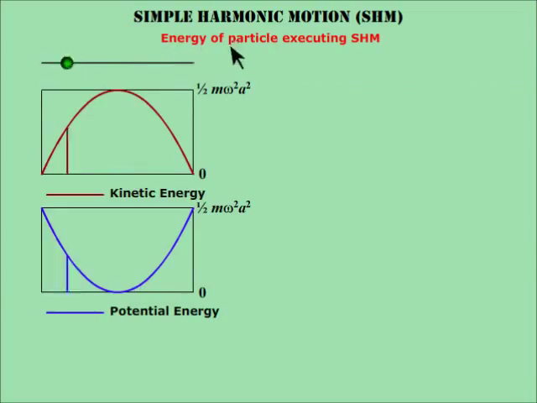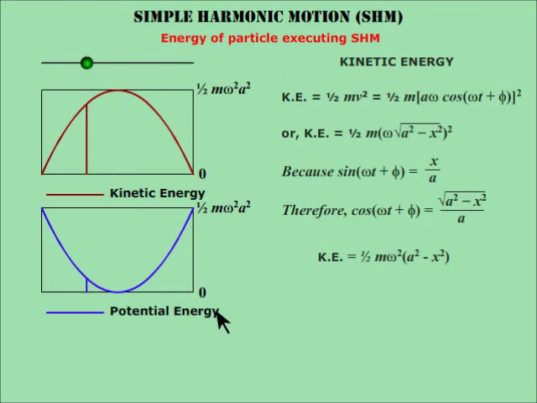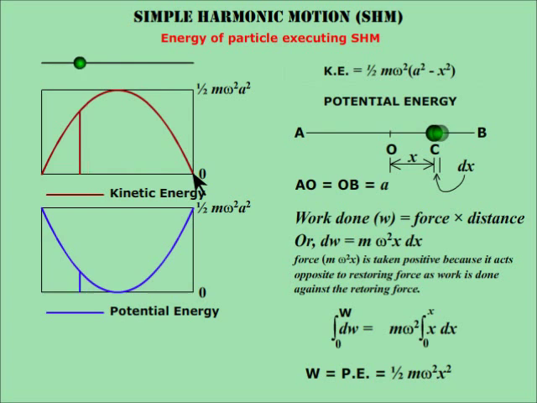Energy of particle executing SHM. Total energy is the sum of kinetic energy and potential energy. Let's calculate kinetic energy. It is equal to half m omega square (a square minus x square). Kinetic energy is maximum when x equal to 0, that is at mean position, and 0 when x equal to plus minus a. Let's calculate potential energy.